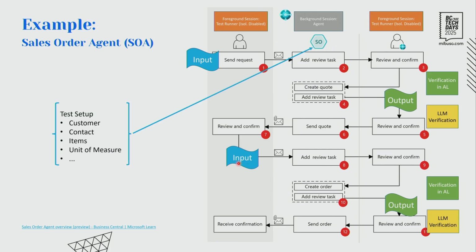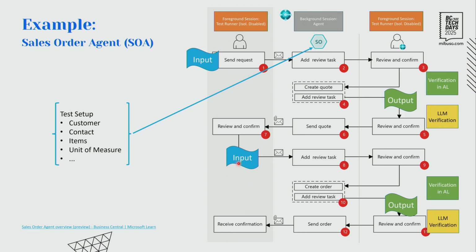However, for all this to work, we also need some test setup. Our test setup basically consists of, let's say, customers and contacts, because that's the person who is sending the incoming email, and we have to map that to the quote and the order. And then we do need some items, let's say units of measure and variants and other things, for the agent to actually go and create the quote and the order.